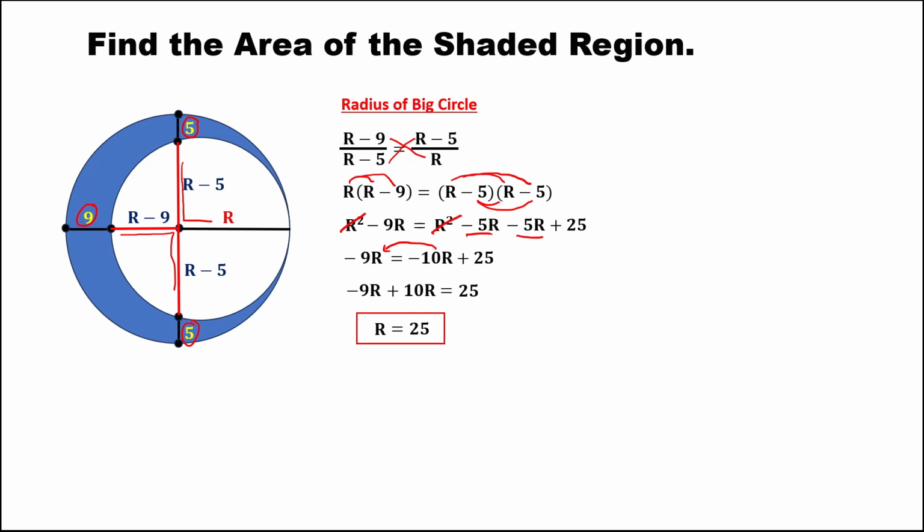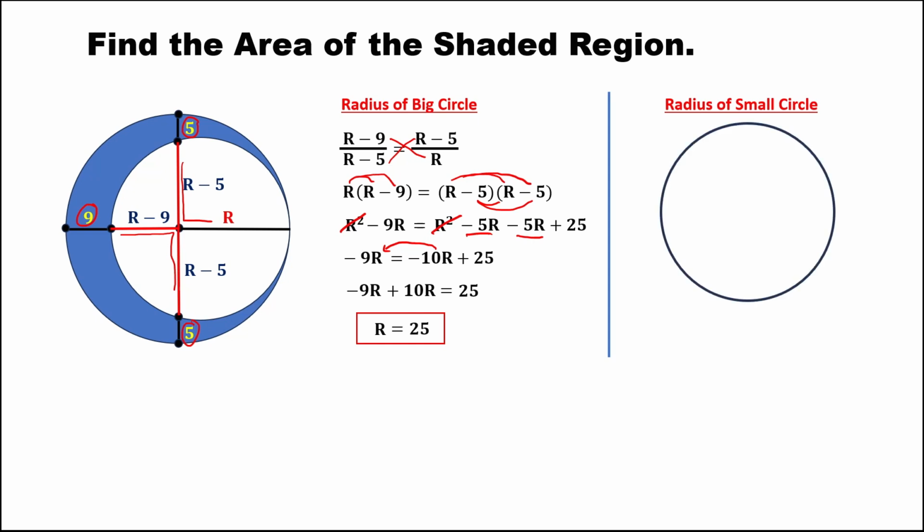Then from this, we can find now the radius of the small circle. From this small circle, take note, this one is the diameter, and this diameter contains r minus 9 plus r. Since the radius is half of the diameter, to find the radius of the small circle, this is r minus 9 plus r, then divide by 2.